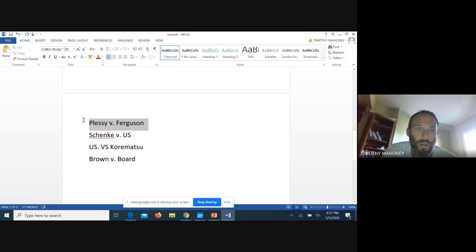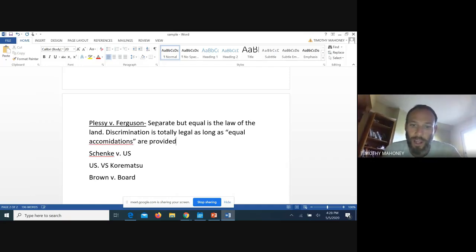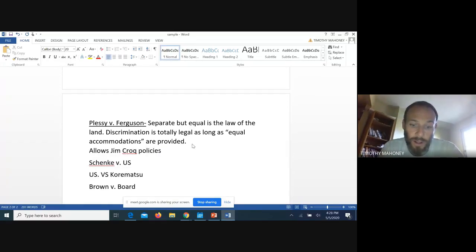Cool. Good. Moving right along, we've got Plessy v. Ferguson. And this one, hopefully you guys remember, it says separate but equal is the law of the land. Discrimination is totally legal as long as, quote, equal accommodations are provided. We know all about that, folks. We know these accommodations are not going to be equal, and this is what essentially allows Jim Crow policies until the 1950s. Does anyone know what Supreme Court case strikes down the Plessy v. Ferguson decision?